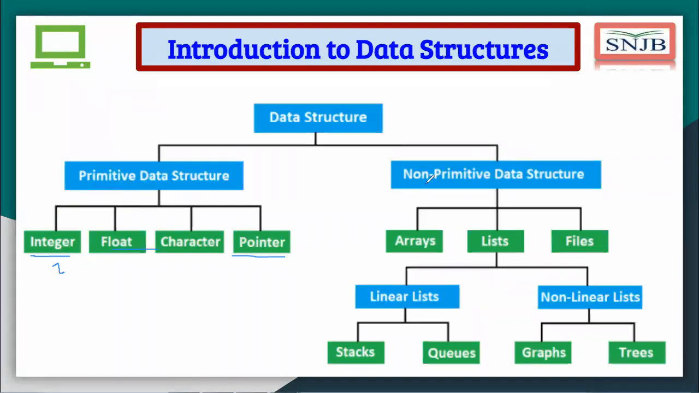And we'll see non-primitive data structures. So what are non-primitive? Means that is user-defined data structure. That is arrays, linked lists, and files. Again, there will be two types, linear list and non-linear list. In linear comes stack and queue, and in non-linear comes graph and tree. So we can see one by one what exactly linear and non-linear data structures are. I hope everyone is clear on the concept. This is the basic concept, the basic types of data structure. We'll see in detail what exactly it is.